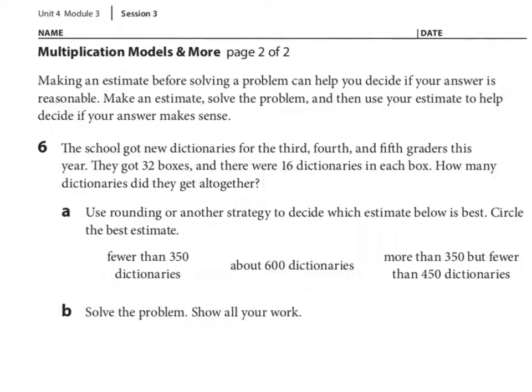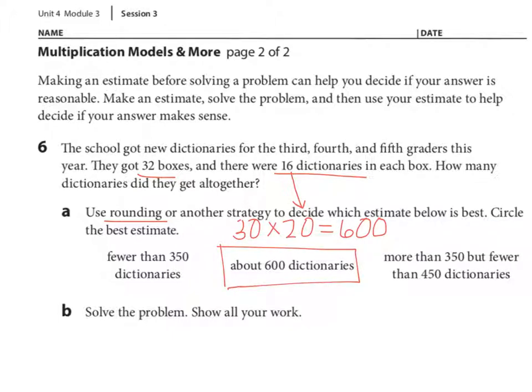So I'm going to use rounding or another strategy to decide which estimate below is best, and I'm going to circle the best estimate. So if I'm looking at 32 boxes and 16 dictionaries in each box, I would probably round that, because it says use rounding, and I could say 30 times 20. 30 times 20 is 600. Is it going to be more or less than 600? It's going to be less because I went from 16 to 20. But my choices are fewer than 350, about 600, or more than 350 but fewer than 450. I would say our second one, about 600 dictionaries, is the closest answer.